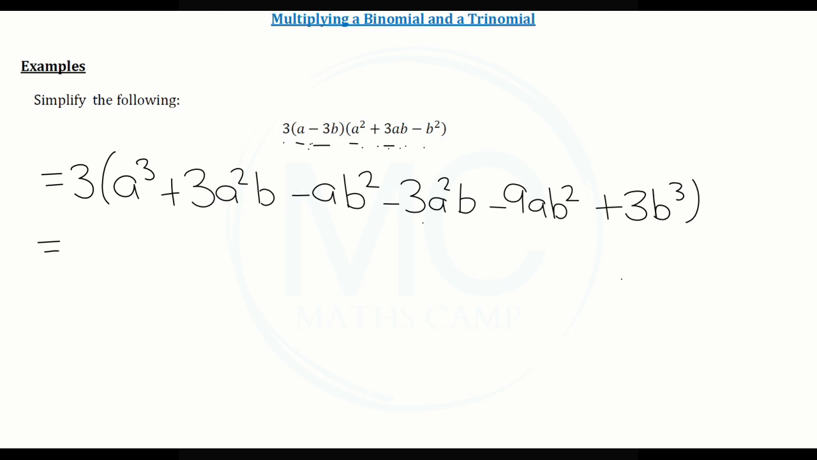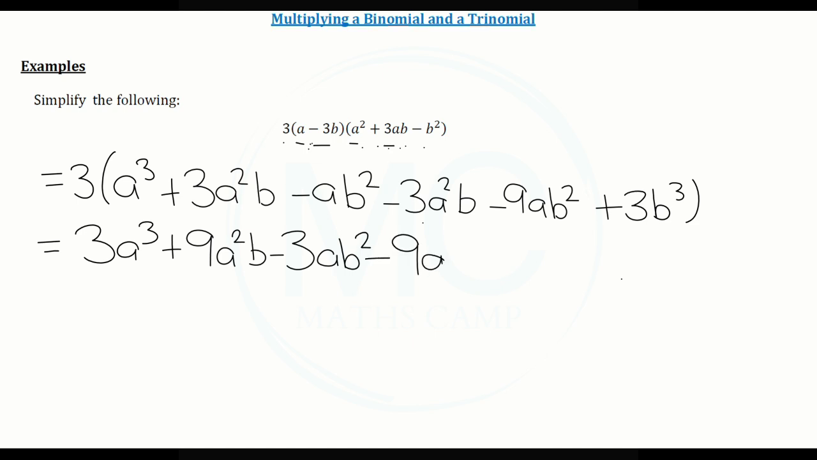Now we can multiply this big bracket by the constant of 3. So we're going to get 3a cubed plus 9a squared b minus 3ab squared minus 9a squared b minus 27ab squared plus 9b cubed. And now we can add our like terms.